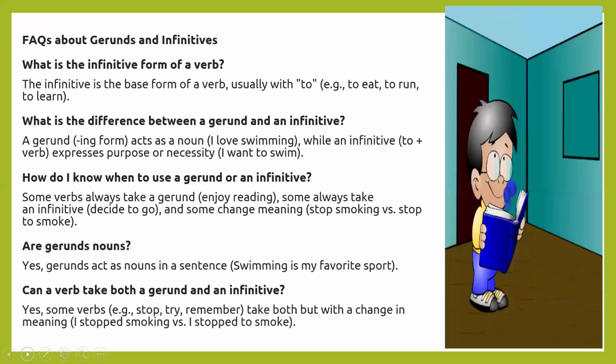So what are the frequently asked questions about gerunds and infinitives? What is the infinitive form of a verb? To plus the base form of the verb. What is the difference between a gerund and an infinitive? A gerund, the ing form, acts as a noun: I love swimming. While an infinitive, to plus the base form of the verb, expresses purpose or necessity: I want to swim.